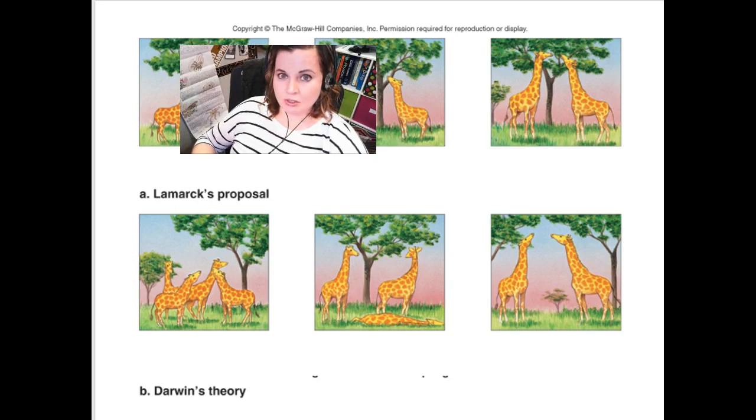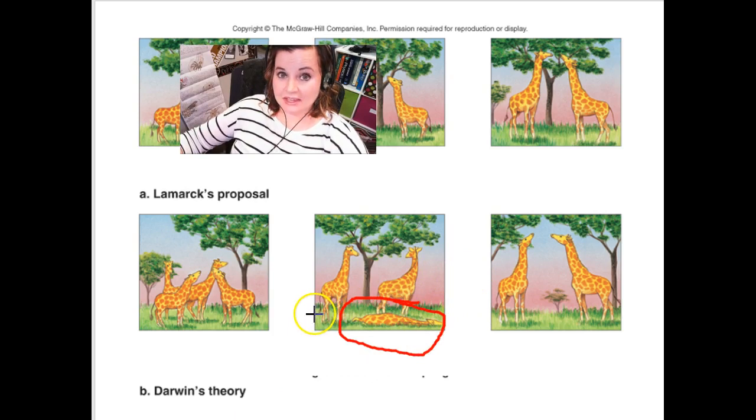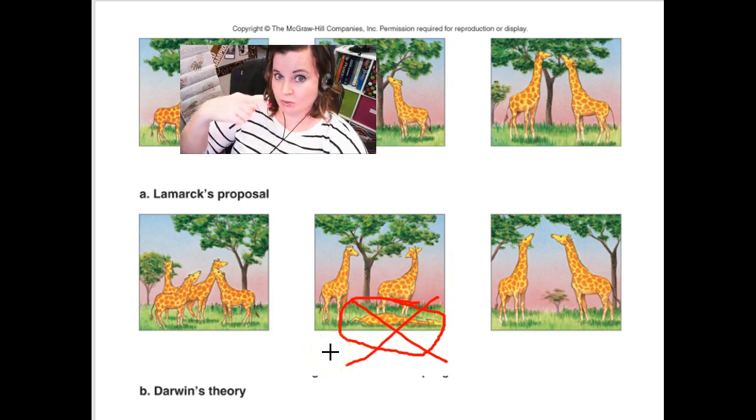When there are tall and short trees, no biggie. Everybody gets food. But if something were to happen and all of the vegetation at a lower level were to go away, unfortunately, those shorter necked giraffes didn't get any food and they died. See our dead giraffe right here? Because this giraffe is dead, it can't reproduce. Dead giraffes can't have babies. So the genes to make the giraffe shorter necked didn't get carried on into the next generation.